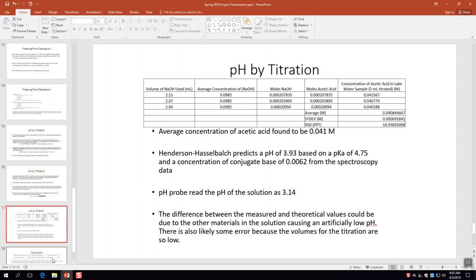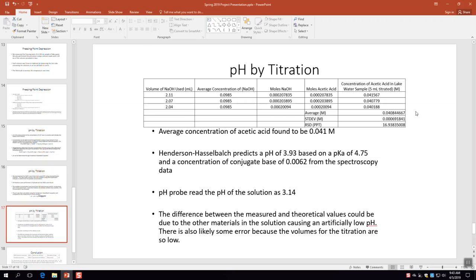On the next slide, I have the actual titration data. We used about 2 milliliters of NaOH over 3 trials. This gave us the moles of acetic acid. The average concentration of NaOH was from our standardization, and we had a low RSD there, so we just used the average concentration. We found the moles of acetic acid, and then finally the concentration of acetic acid in the 5 milliliters that we titrated.